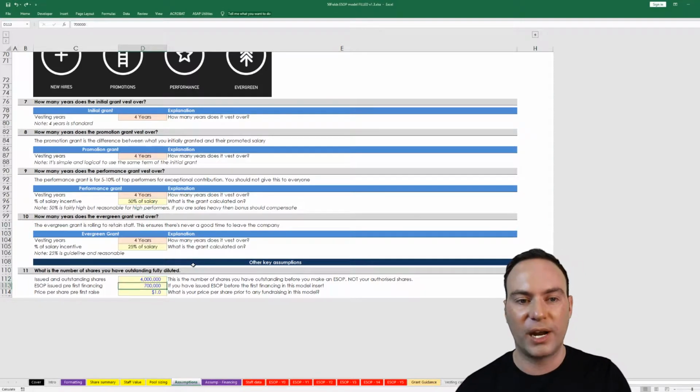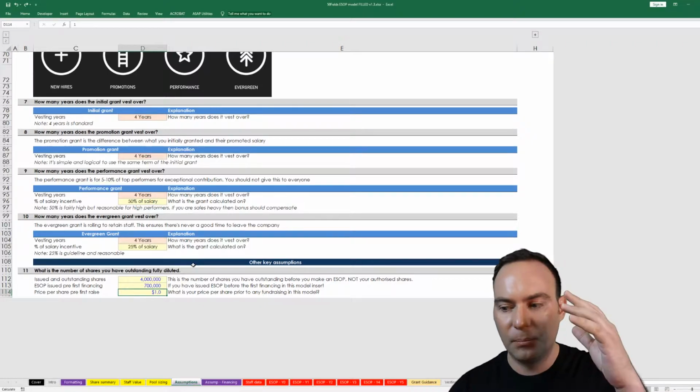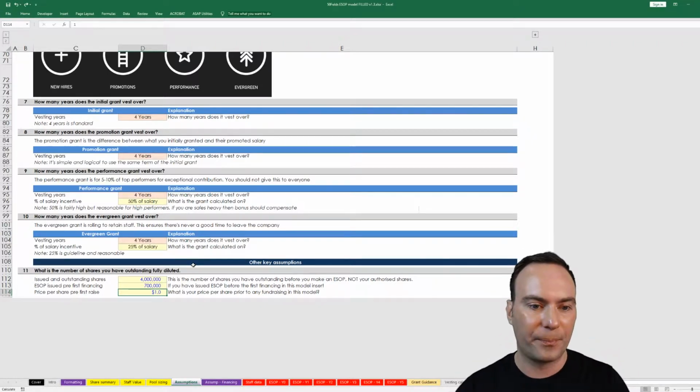And what is your price per share currently? If you don't know, ask your lawyer. You just need to look at your incorporation docs typically, or depending when you're starting this, if you're a later stage company, probably your 409A.